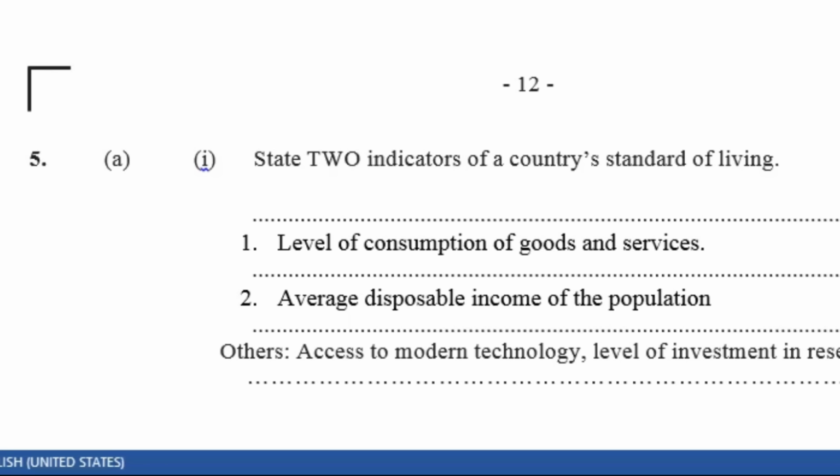Their disposable income that they have available to spend, right? Do they have very little disposable income, or do they have a lot of disposable income? So if they have a lot of disposable income, then hey, you have some people with money there, so they can buy what they want. They can buy their house, they can buy their cars, they can buy whatever it is that they want. Other indicators include access to modern technology and level of investment in research and technology in the country. All right, so those are some indicators of a country's standard of living.